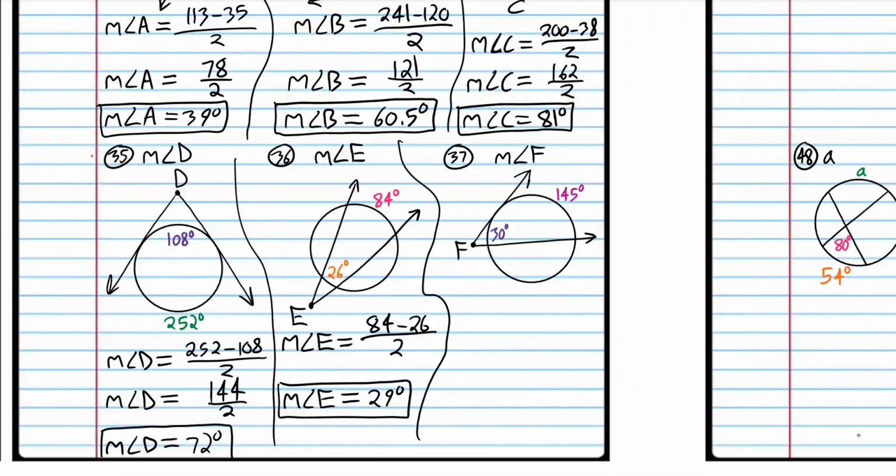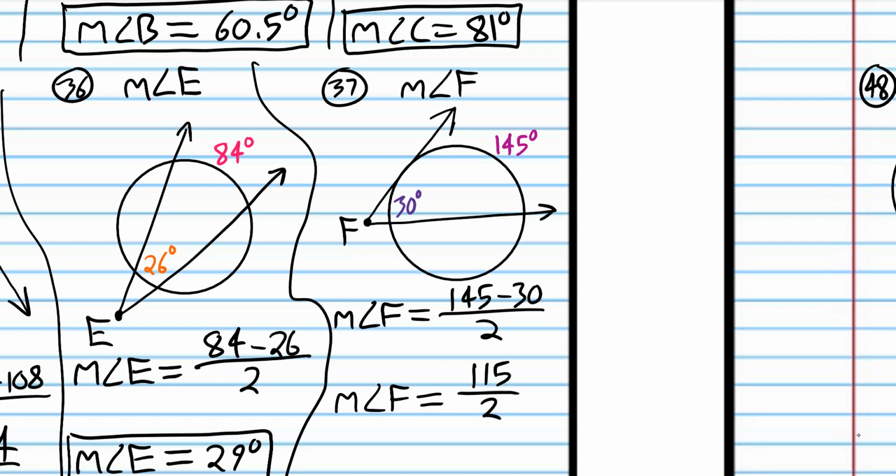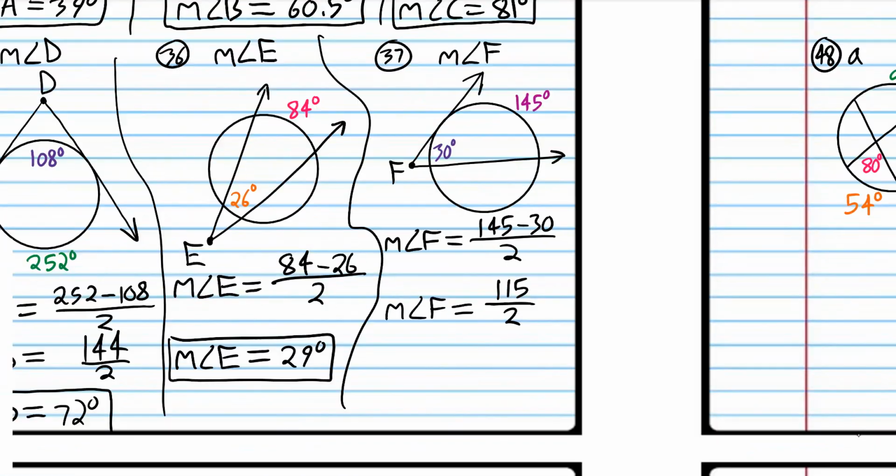All right, we're back. The measure of angle F is equal to 145 minus 30 over 2. 145 minus 30 is 115. And 115 divided by 2 is 57.5.